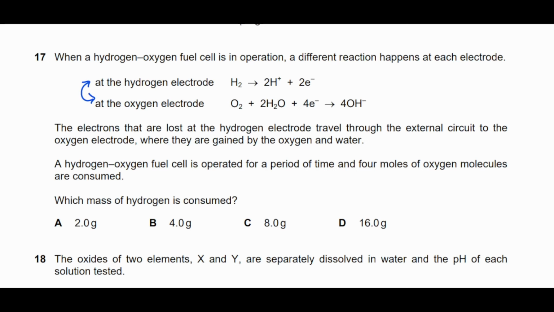So in this scenario, you need to look at the two equations. Since you are using 4 moles of oxygen molecules, which requires 4 electrons, you need to consume 8 moles of hydrogen, because for every mole of oxygen, you need 2 moles of hydrogen to account for the electrons that oxygen needs. So if you consume 4 moles of oxygen, you also need to consume 8 moles of hydrogen.